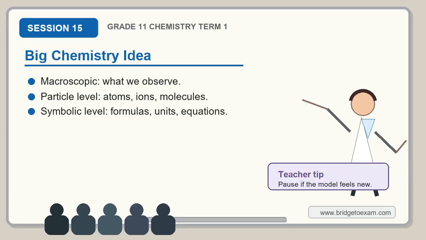First, keep the three chemistry levels together. Electronegativity measures how strongly an atom attracts shared electrons. A large electronegativity difference can lead to electron transfer and ionic bonding. A smaller difference usually means electron sharing and covalent bonding. When you feel stuck, ask, what did I observe? What are the particles doing? And what symbol or calculation represents it?